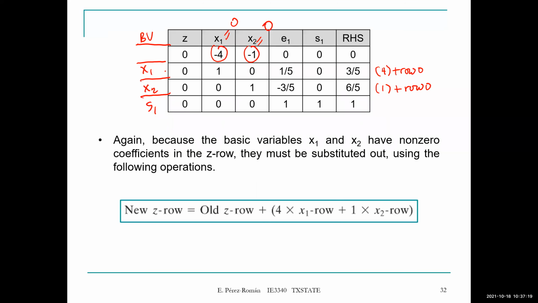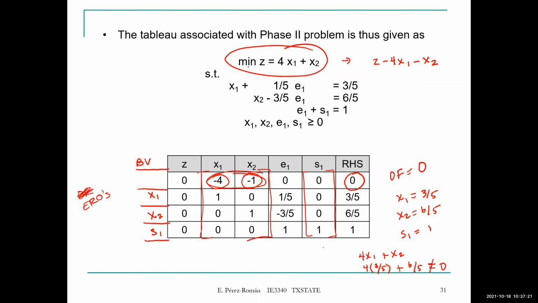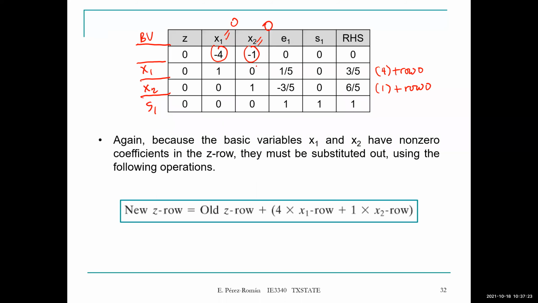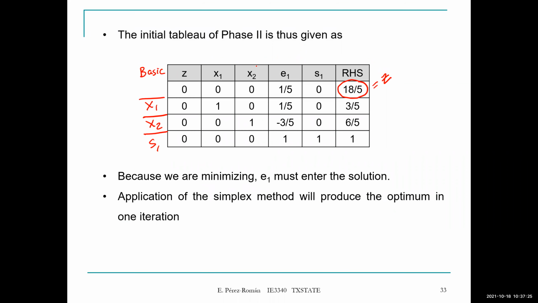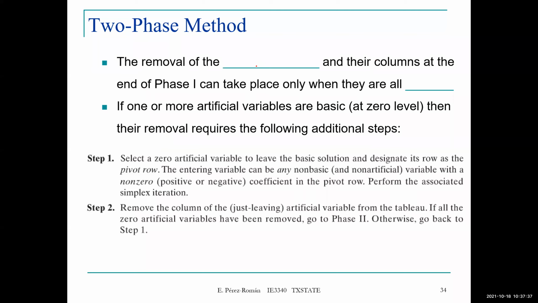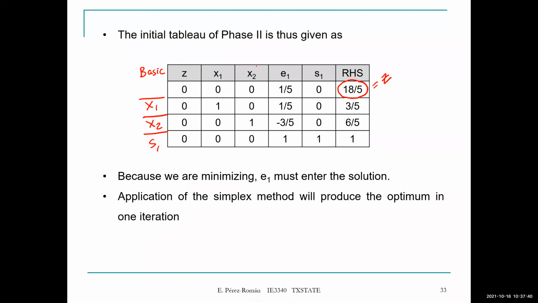If you remember, the original objective function is the minimization. So since we are minimizing now, E1 must enter the solution. We find the largest positive coefficient. This will be 1 over 5. And the application of the simplex method will produce the optimum in one iteration. So for the next Tableau, we're going to enter E1 and we're going to do the minimum ratio test.